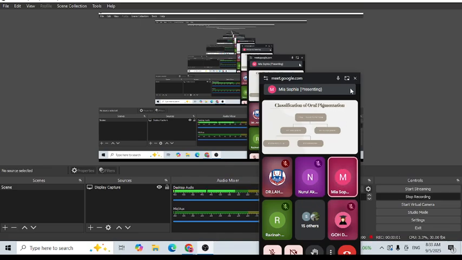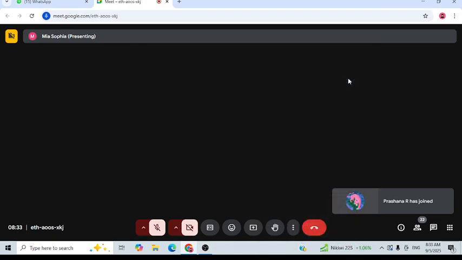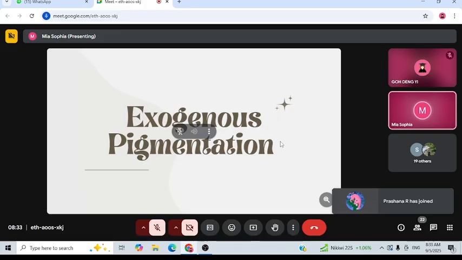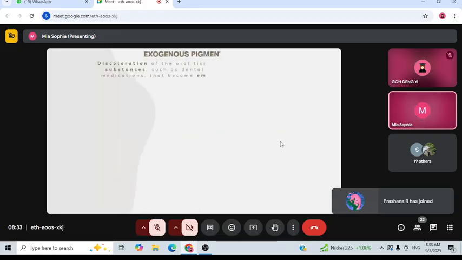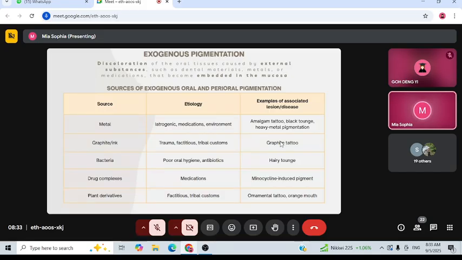its origins. So let's begin with exogenous pigmentation. This results from external substances getting embedded into the oral mucosa, like metals from dental materials or pigments from medications and cultural practices. Unlike the endogenous lesions, these do not involve the melanin or melanocytes.